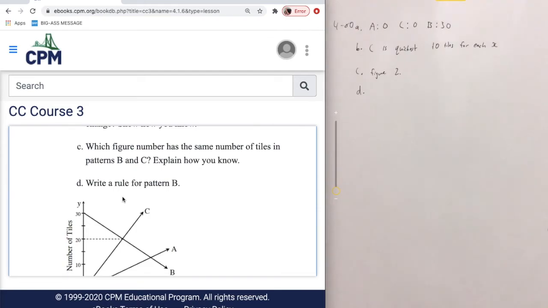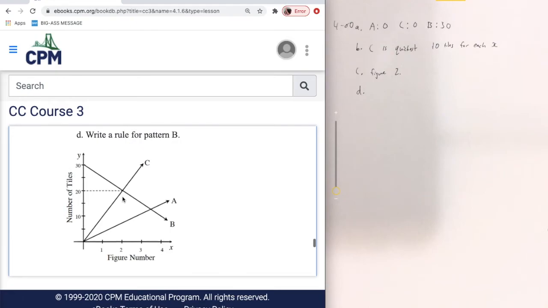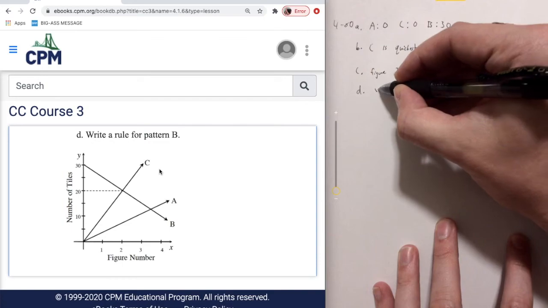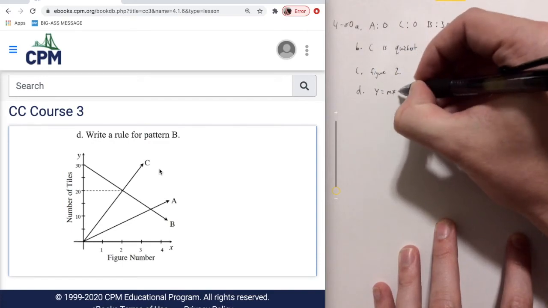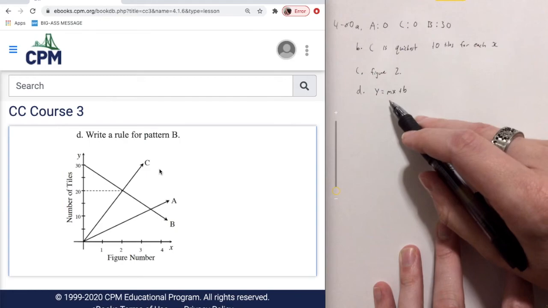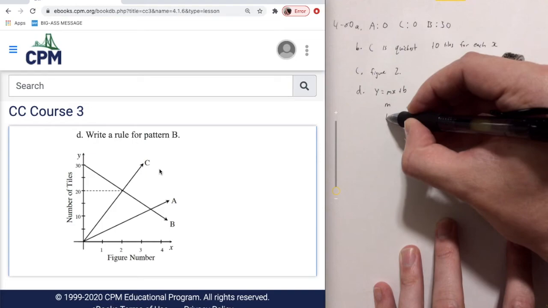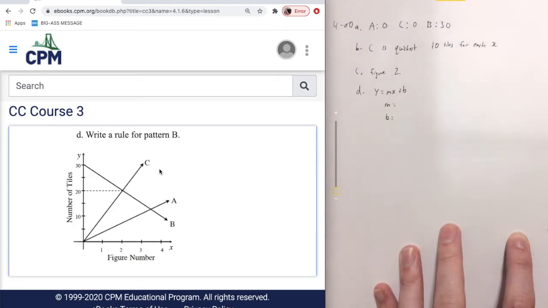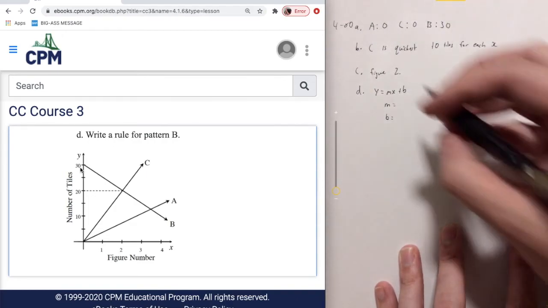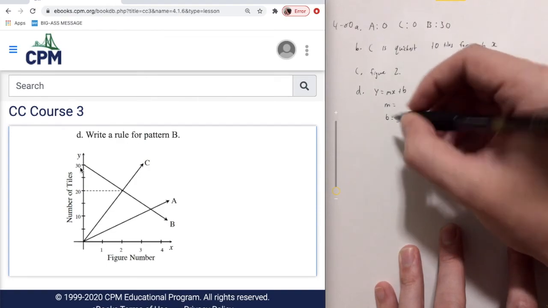And finally, part D, we just want to write a rule for pattern B. So remember, all the rules will always have the form y equals mx plus b, and we just want to try to find m and b. So let's have a look. If we look at this graph, we can find b by looking at where it intersects the y-axis. So as we said before, figure 0, that's going to be up here at 30. So b will be 30.